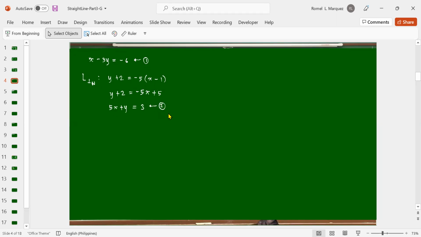So let's work on equations 1 and 2. From equation number 1, I can solve for x, no? So that x equals 3y minus 6. And then substitute this into equation 2. So we have 5 times 3y minus 6 plus y equals 3. This is now an equation in one variable, y, no? So getting 15y minus 30 plus y equals 3. Therefore, we have 16y equals 33. Y therefore is 33 over 16.